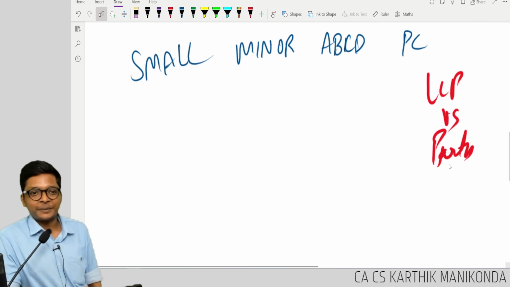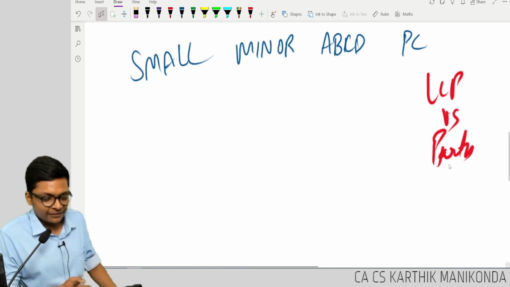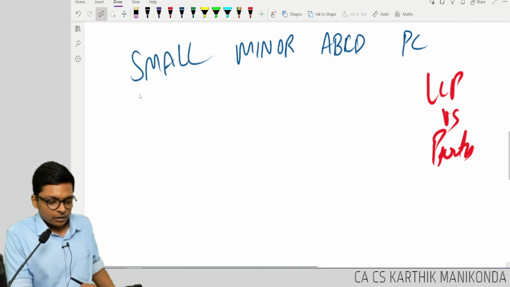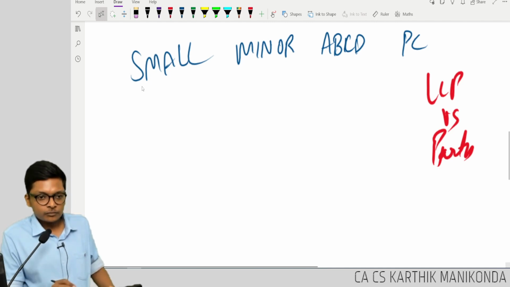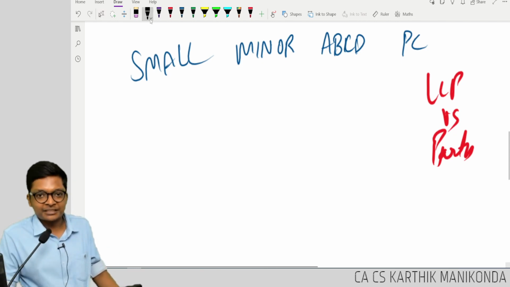LLP versus partnership, in the study material, if you take, there are about 16 to 17 points. Correct? 16 to 17 points. For that we have a mnemonic. So one difference. Did anyone already write this? No. Okay, what are the points of difference? Just tell me, guys. LLP and partnership, what are the points of difference?